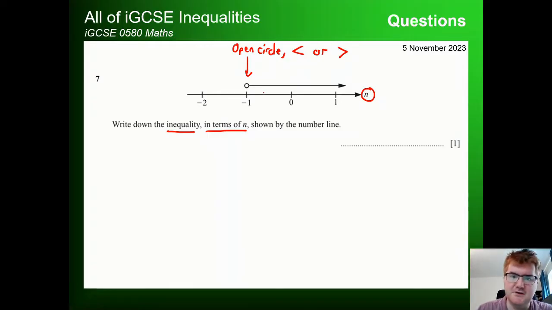Now let's have a look at what's going on here. Well, I've got -1 and everything bigger than -1. So if I'm going to write this as an inequality, I'm going to put n, because we need to use that from the question. It's going to be greater than, because we're going to the right here on our number line, and then -1. So again, 1 mark question, getting a mark just for writing down the answer, but hopefully that logic works through. Again, we're going to look at that also in other questions too.